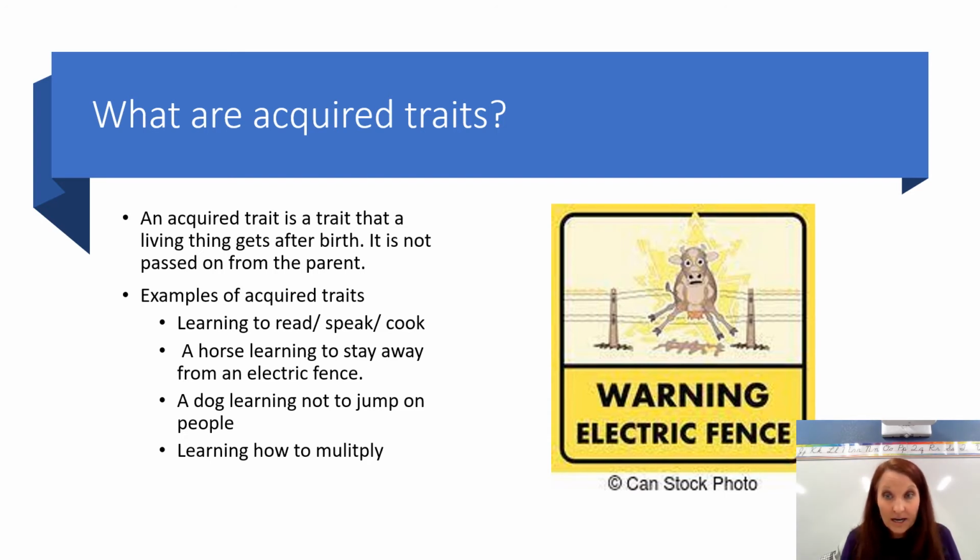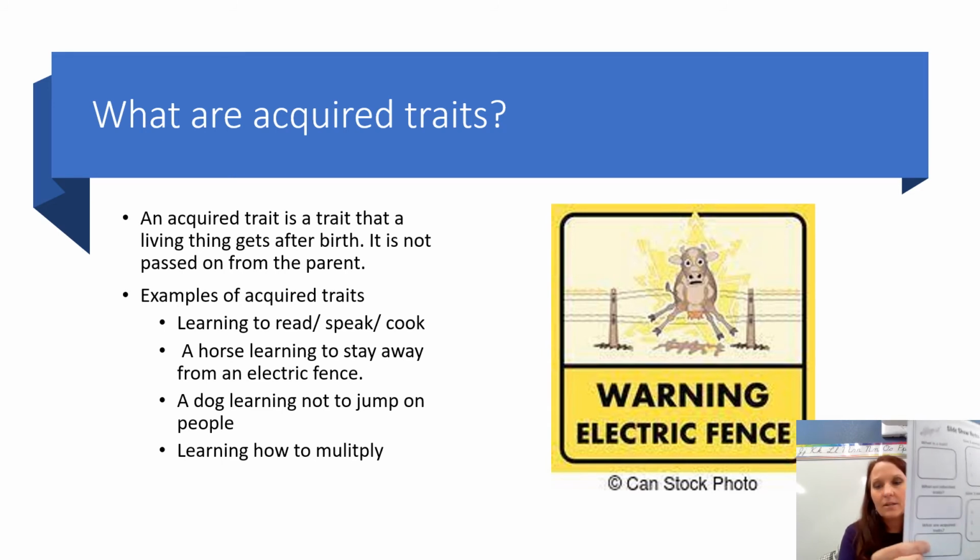Another acquired trait is learning to multiply. You're not born knowing how to multiply, but if you are in a classroom and you are learning, same thing with reading, you are learning all the time, you learn that trait. So that is an acquired trait.